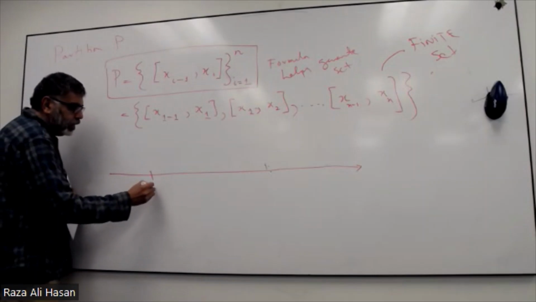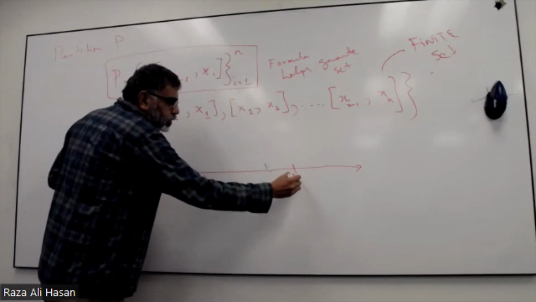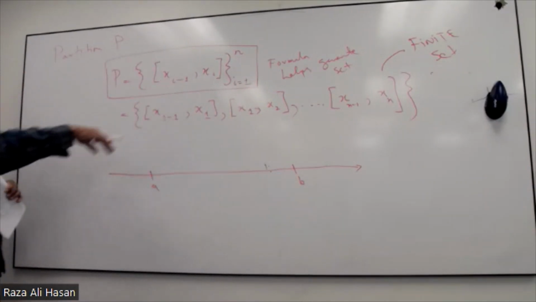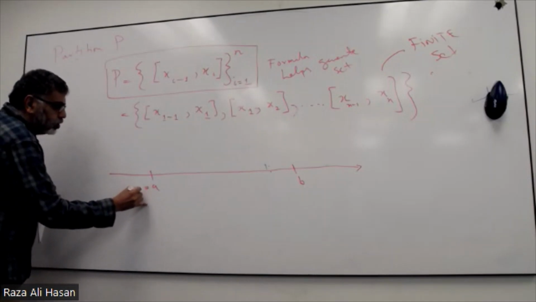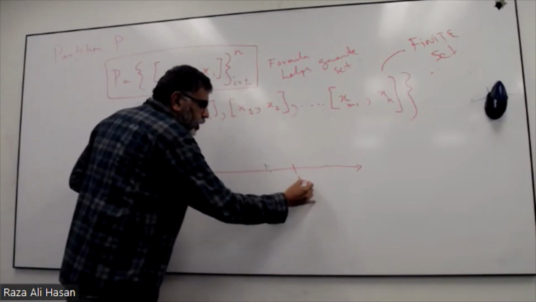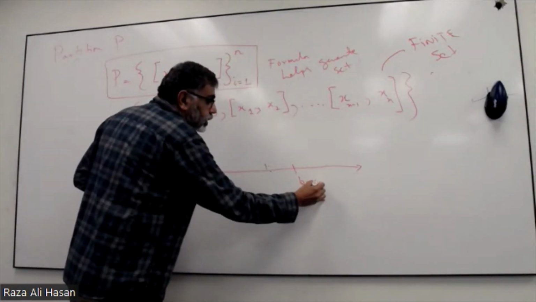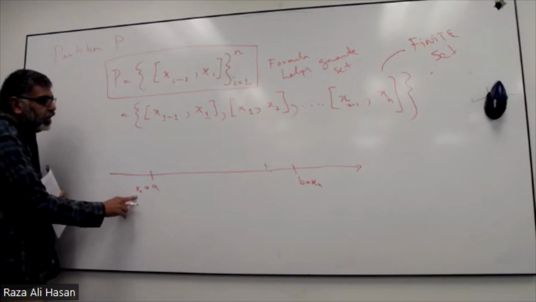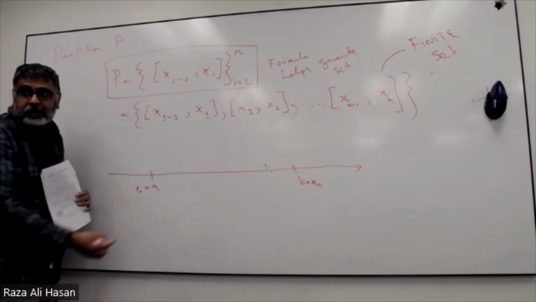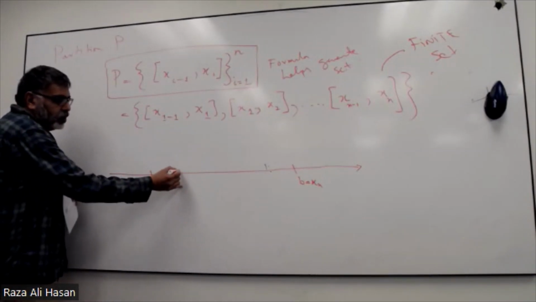So let's say this is A. This was the thing that got partitioned into these subintervals. So this would be x naught, and this would be xn. So x naught is here. X1 could be anywhere, so I'm going to throw it here.